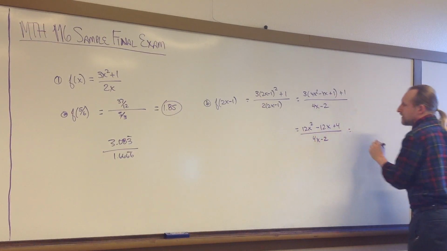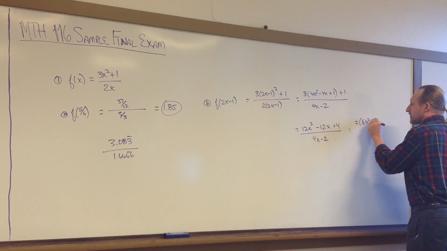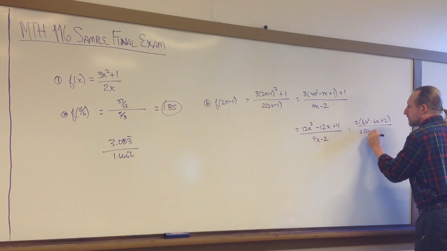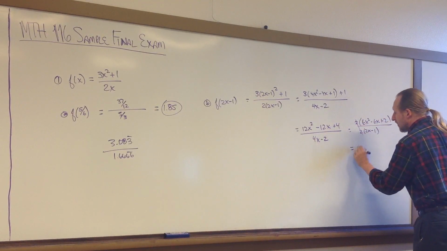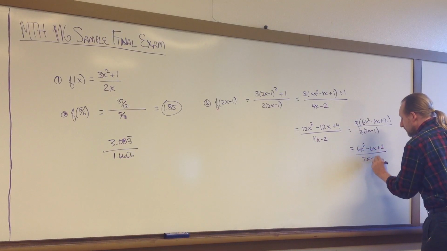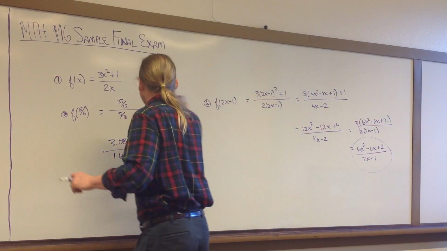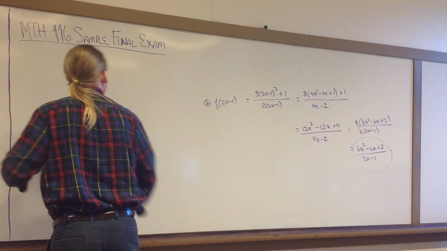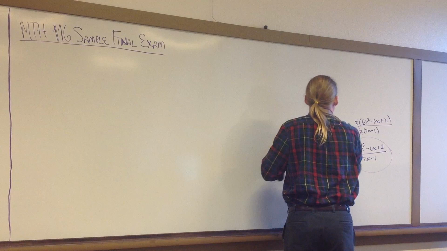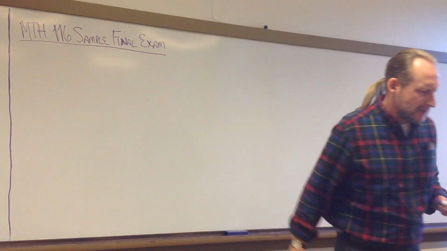This you actually can reduce, right? So this is 2 times 6x squared minus 6x plus 2 over 2 times 2x minus 1. And so 6x squared minus 6x plus 2 over 2x minus 1. And that's lowest terms. We can't do anything more than that, unless we actually want to do that polynomial long division there, which is usually not a whole lot of fun.